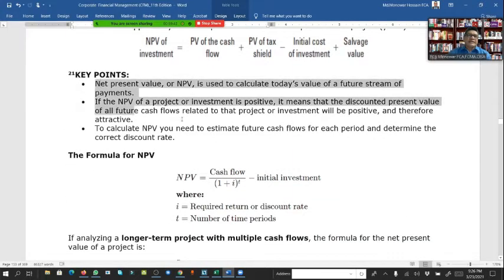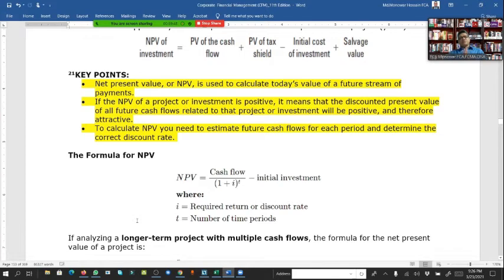The key point is that NPV is used to calculate today's value of a future stream of payments or cash flow. That means how much money we will get in future, year after year, brought to today's value. If the NPV of the project or investment is positive, it means the discounted present value of all future cash flow related to the project will be positive and therefore attractive, so we should take the project.